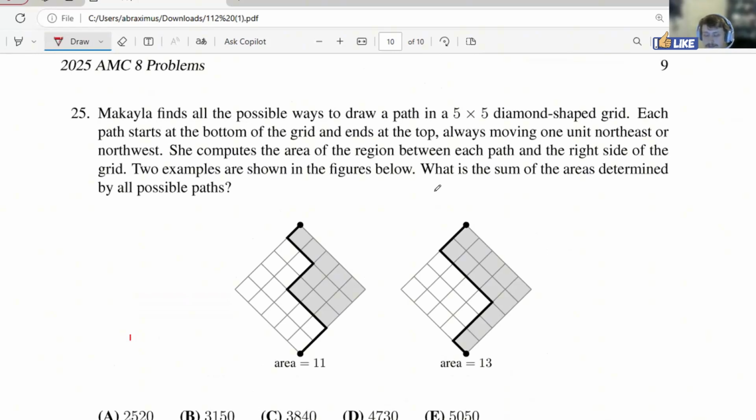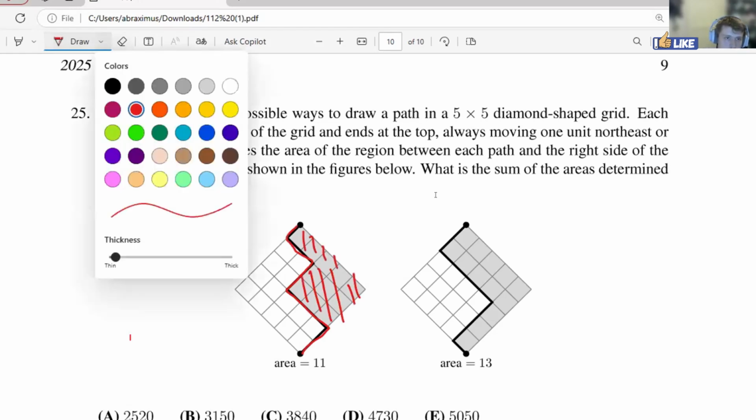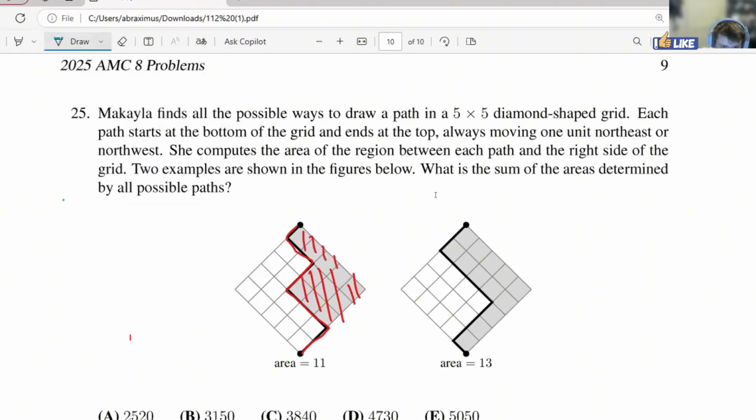Okay, so this one is really nice. There's a lot of things that you can notice here that'll make it simple. Let's say I have a path like this, and it has this area. If we mirror image the path, then we get something like this.